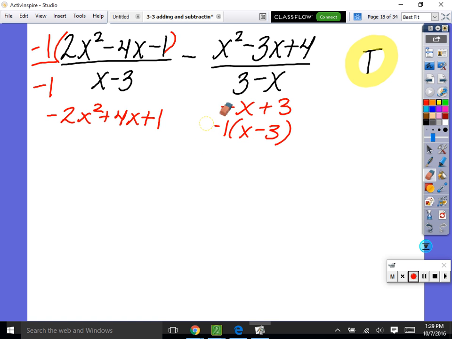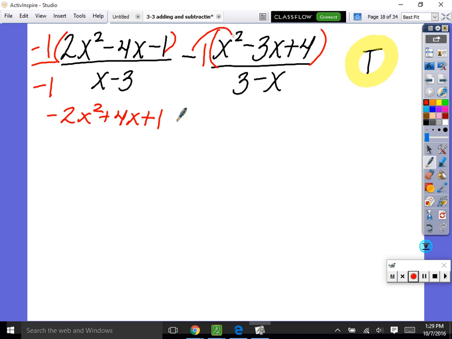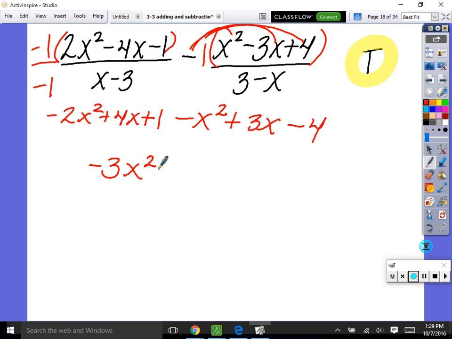So I'm going to erase this just so I have this lined up. Now, careful because there will be this subtraction sign. So this is negative x squared plus 3x. Do you guys see that I'm distributing? And then minus 4. Now let's combine like terms on top. Negative 3x squared plus 7x minus 3, correct? You had it, right? Nice.